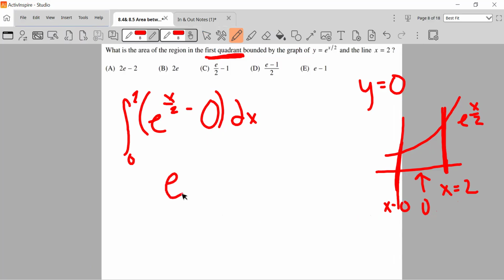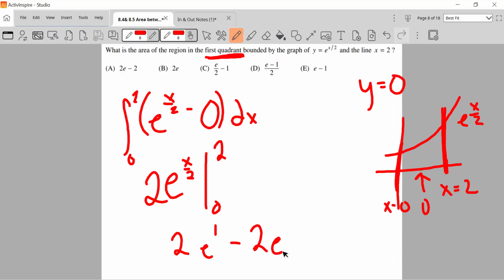This would integrate to e to the x over 2 times 2, because of the reciprocal of the coefficient. The coefficient there is 1/2. And then I plug in 0 and 2. This becomes 2e to the 1 minus 2e to the 0. And so I end up with 2e minus 2, or A.